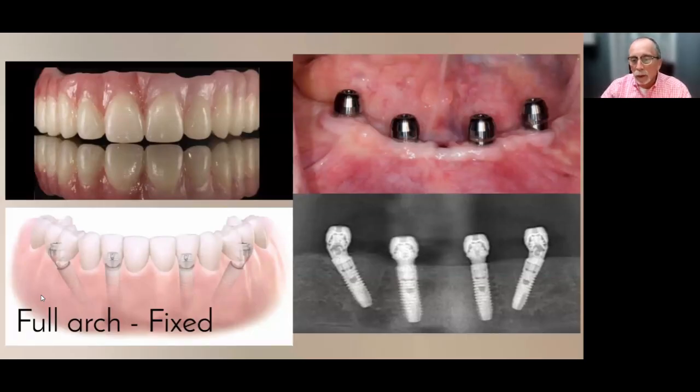And that appliance could be as varied as acrylic wrapped around a bar. It could be a solid piece of zirconia. It could be zirconia supported by a metal framework. We have choices today, and it's good to have those choices.